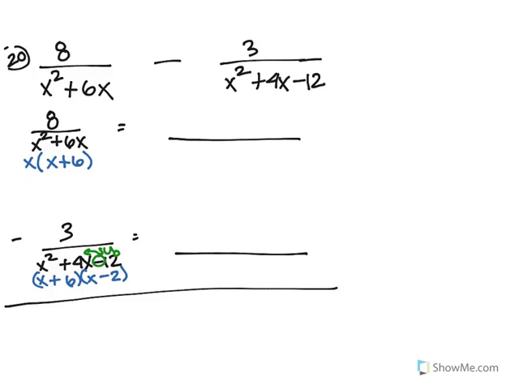So now what's that common denominator? x plus 6. You got to have a single x too now. So don't forget the single x, because this first one got a single x. And then you got x plus 6. The bottom one got x plus 6 and x minus 2. So you got to have x plus 6 and x minus 2. Does that make sense? You got to represent everybody.